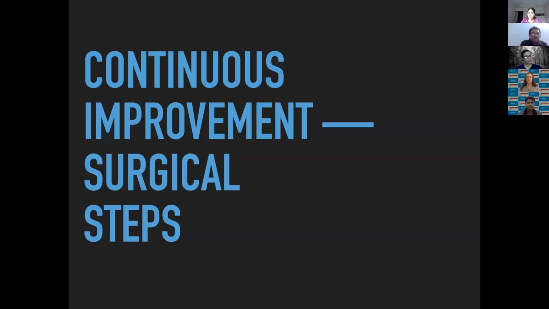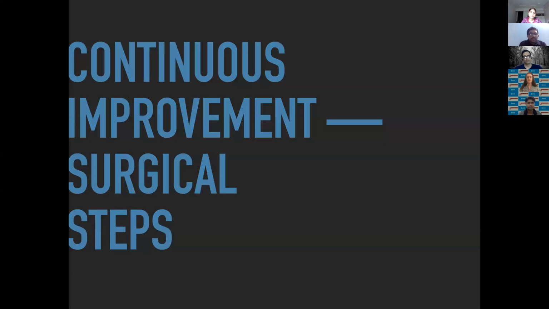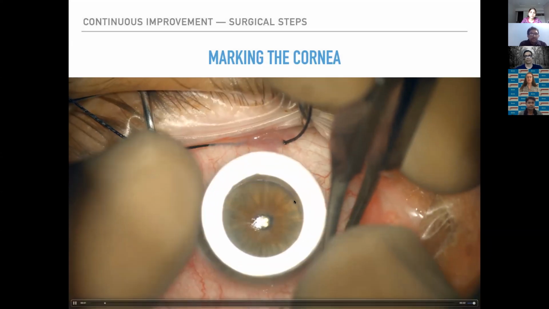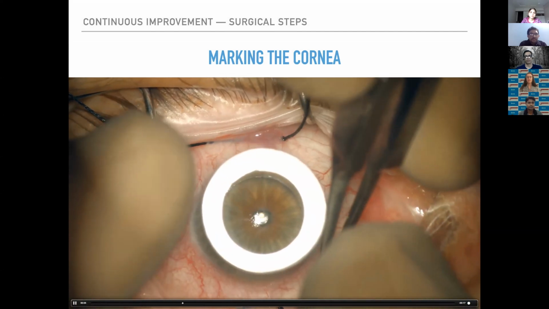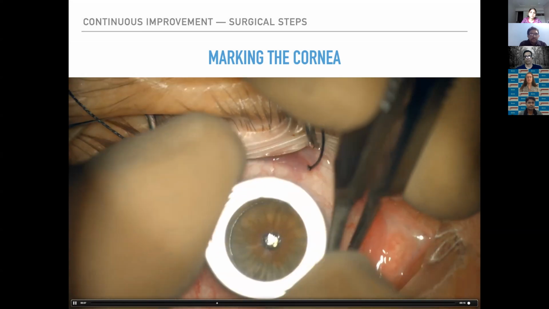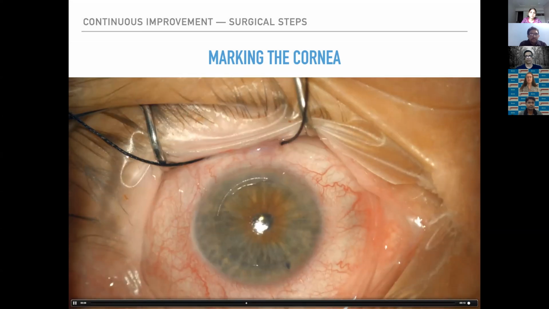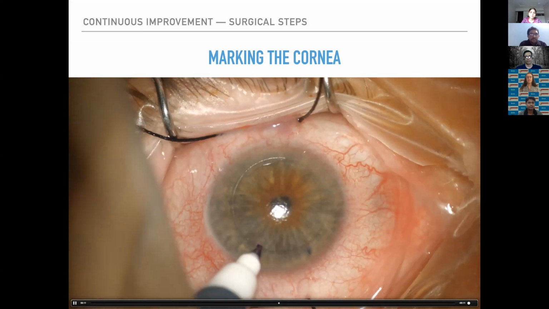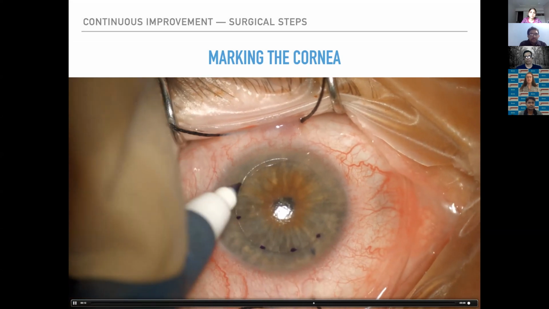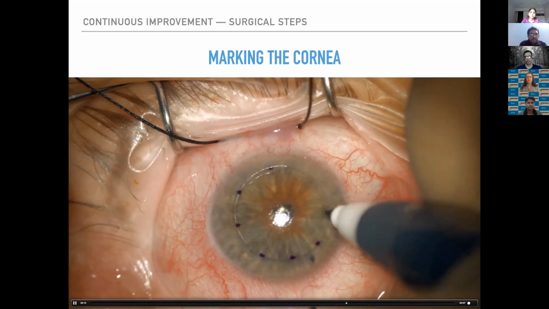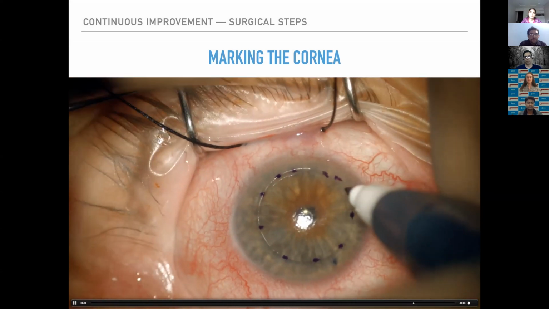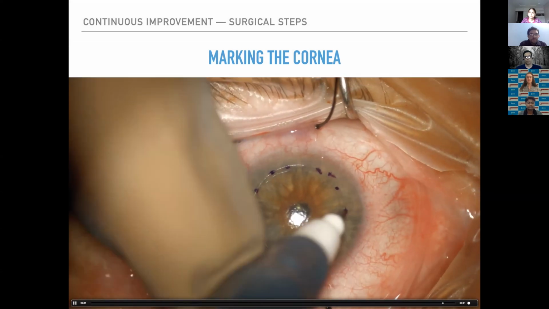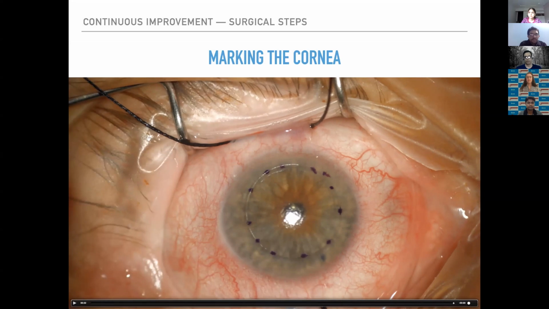So now I'm going to talk about the continuous improvement in surgical steps. This begins even in the first steps when you're going to just mark the cornea. I like to use an 8 mm trephine. That's my default, and mark the geometric center of the cornea, and also make sure there's enough space on the periphery to make nice incisions that don't impinge on the area of the graft. I place traction sutures in case I have to rotate the eye, because my technique involves centering the graft last.